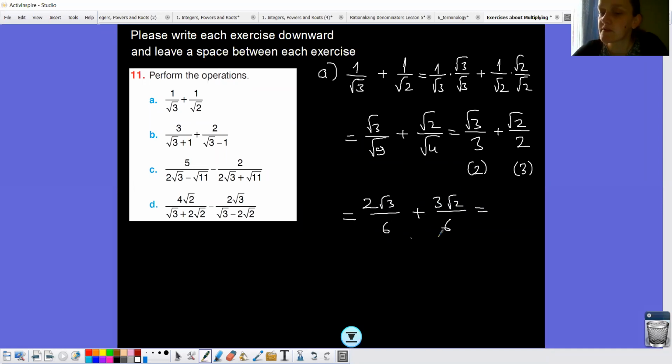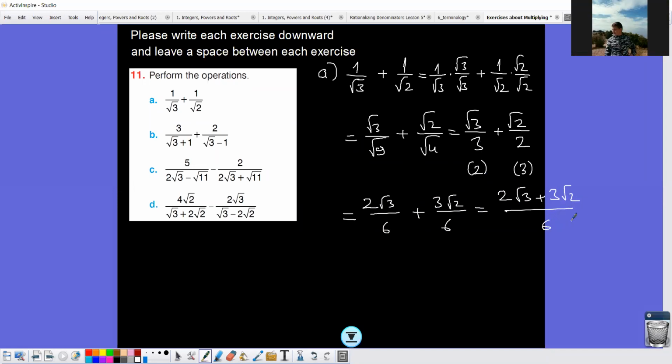Yes, now I have the same denominators, and then I will get 2 root 3 plus 3 root 2 over 6. That's all. You cannot do this addition because the radicals are different, okay? Clear? Okay. We solved A with Alexander.